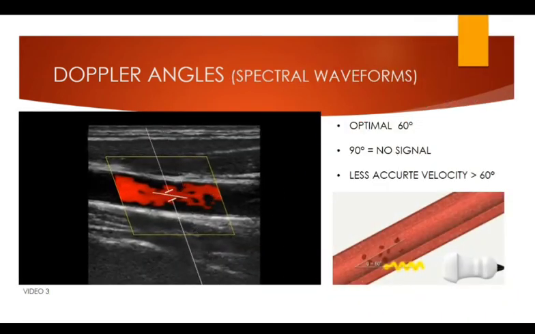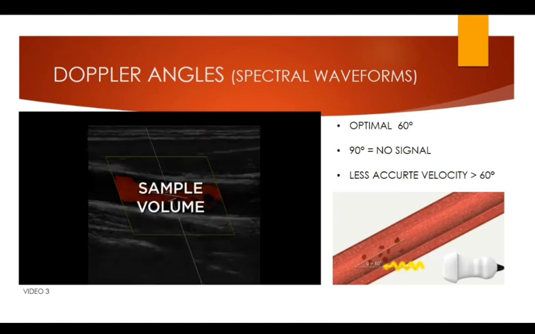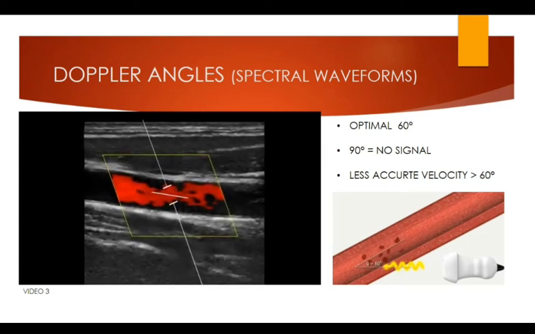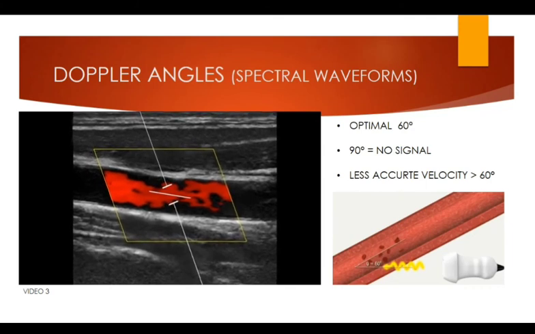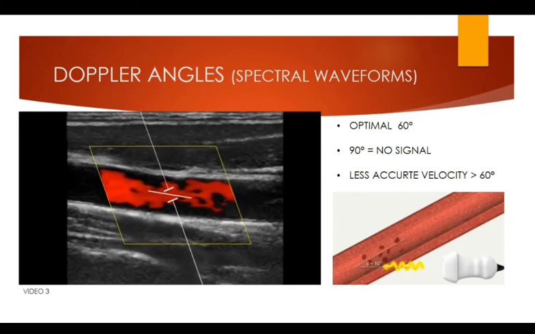First, the Doppler sample volume gate should be positioned in the center of the lumen, or in the area of highest velocity. Next, adjust the sample volume. The sample volume is the area of flow that will be represented in the waveform. The sample volume size should be set to approximately 1/3 of the vessel diameter.